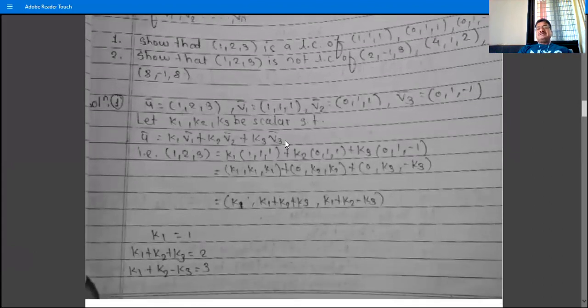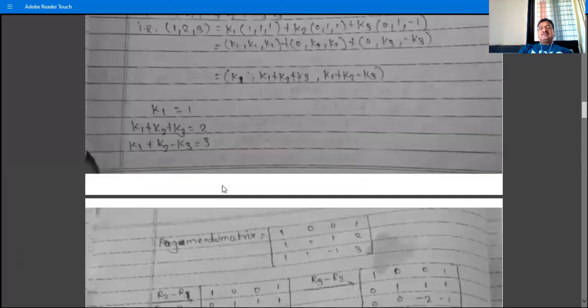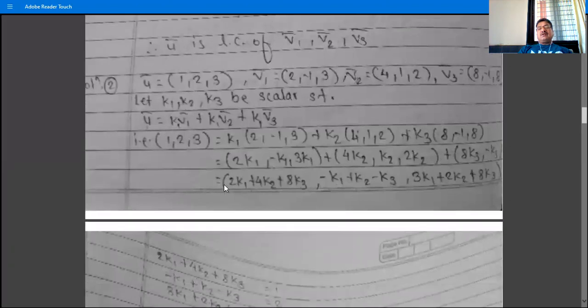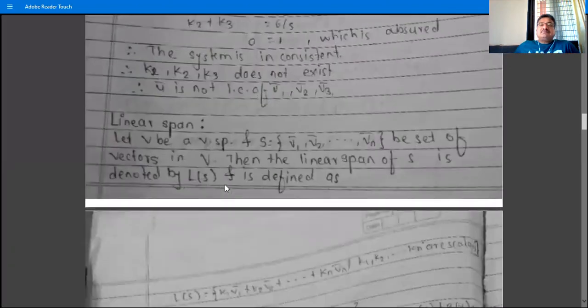The first sentence is: let K1, K2, K3 be scalars such that U bar is equal to K1 V1 plus K2 V2 plus K3 V3. Substitute U bar, V1 bar, V2 bar, V3 bar and find the values of K1, K2, K3. And if this K1, K2, K3 does not exist, then in that case we say the vector is not a linear combination of the three vectors or two vectors.